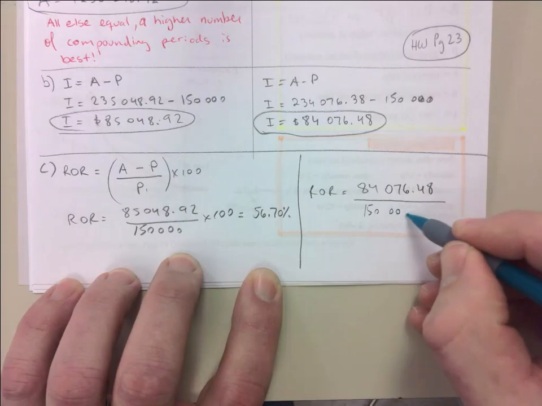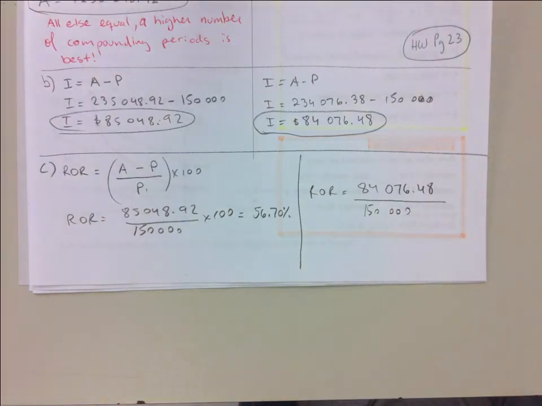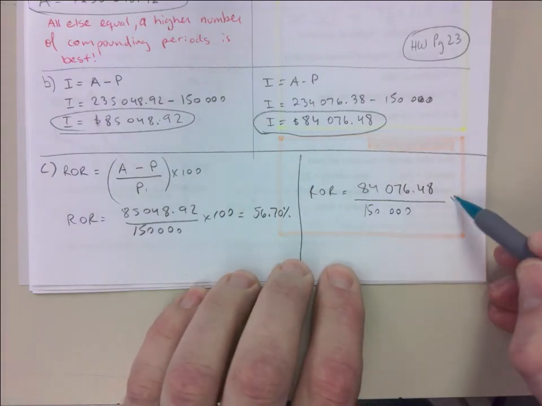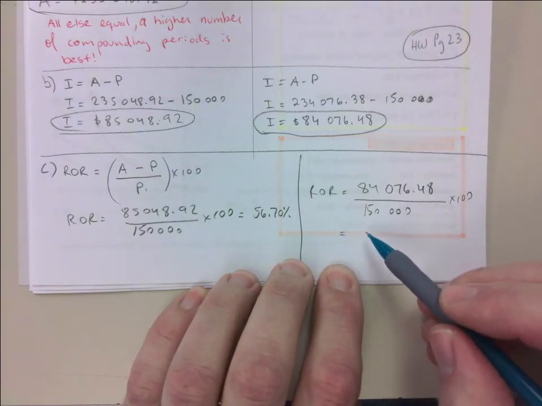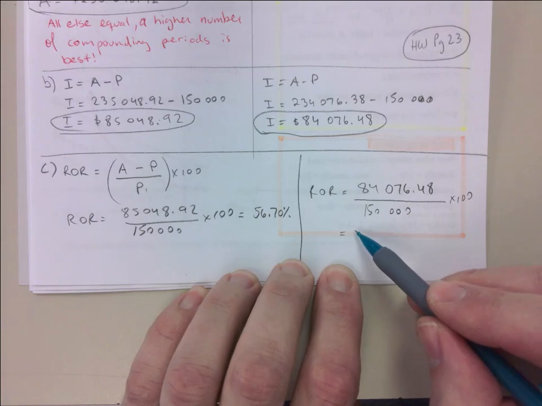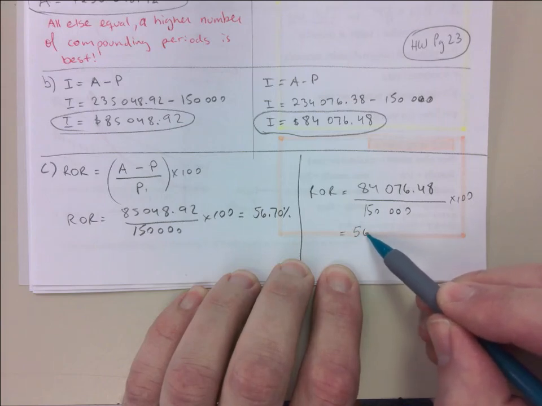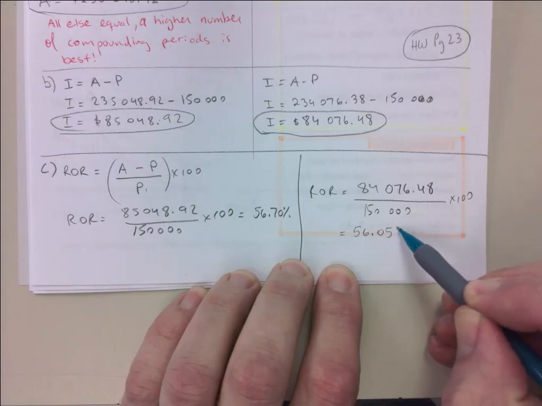What will happen down the road is that you're going to have to be a bit more careful because you're not just going to put in one amount one time. You're going to keep investing. You're going to put down money and then put more in every month or every week. So now you have to be careful with figuring out how much you put in. Times 100, I get 56.05%.